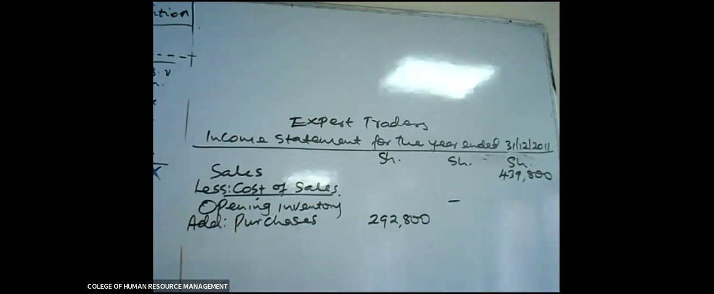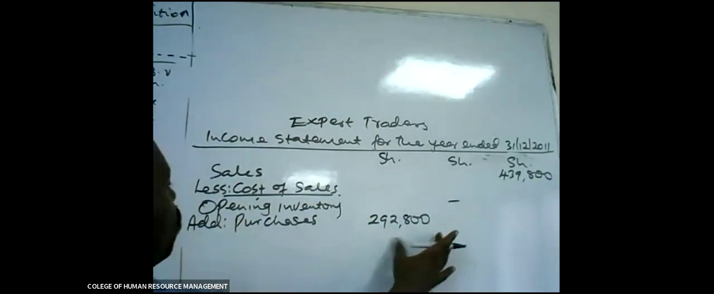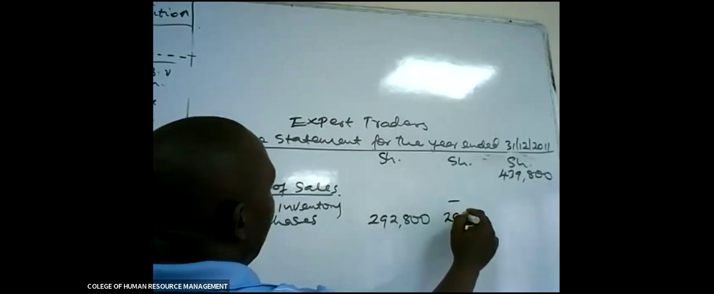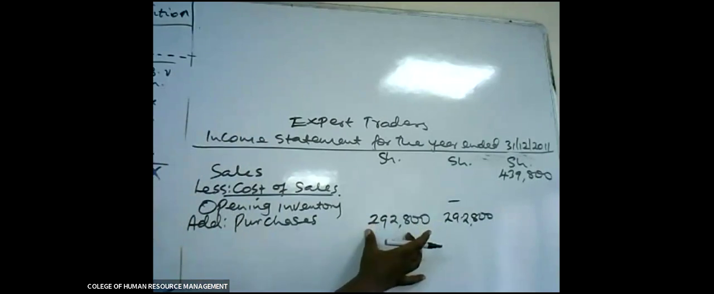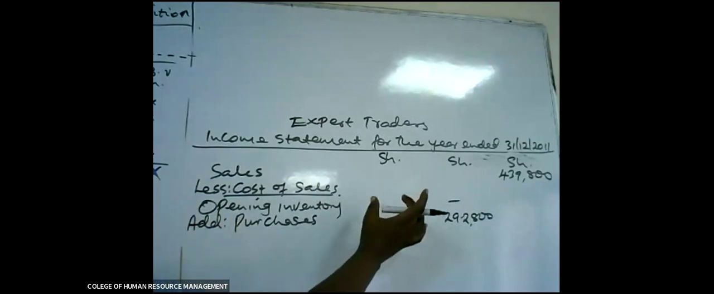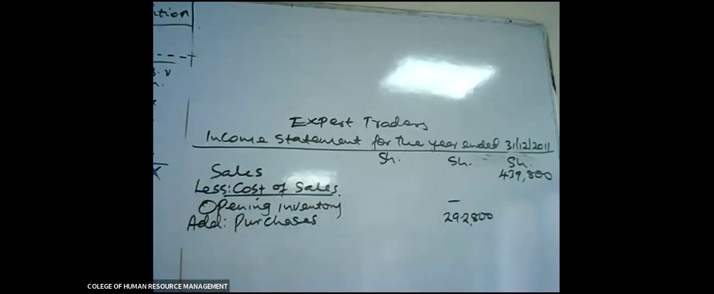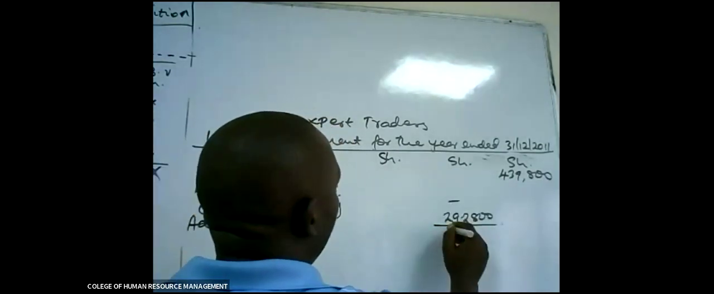We don't have carriage inwards, and we don't even have purchases returns. So this figure is not going to be adjusted. It is like our net purchases. We take it there direct. We only put a figure here when there is carriage inwards or purchases returns or both of them. So these ones are not given.